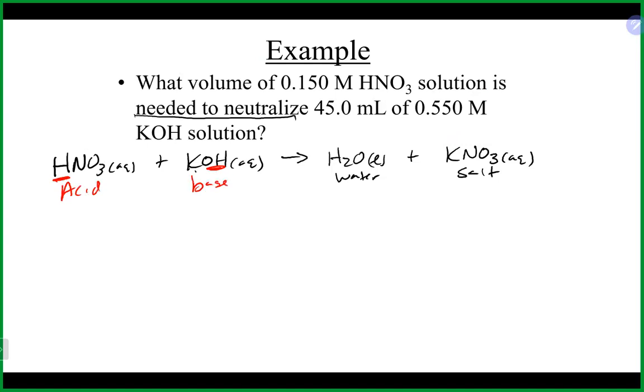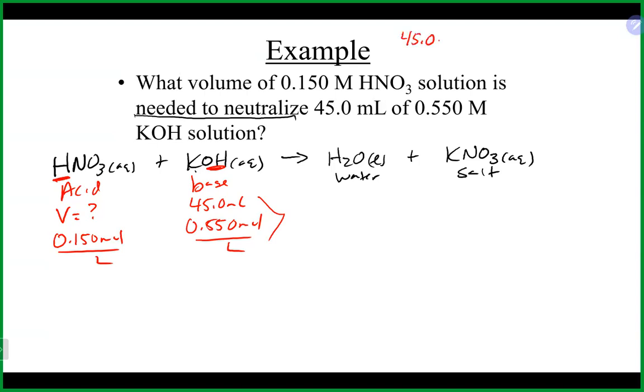So if we look at the information given to us, we are looking for the volume of our acid. We do know the molarity is 0.15 moles per liter. For our base, it is 45 milliliters and 0.55 moles per liter. Once again, it is a basic stoichiometry problem as we are looking for the other reactant, so it can't be a limiting reagent problem. But we can start with where we could get to moles, and that is our potassium hydroxide.